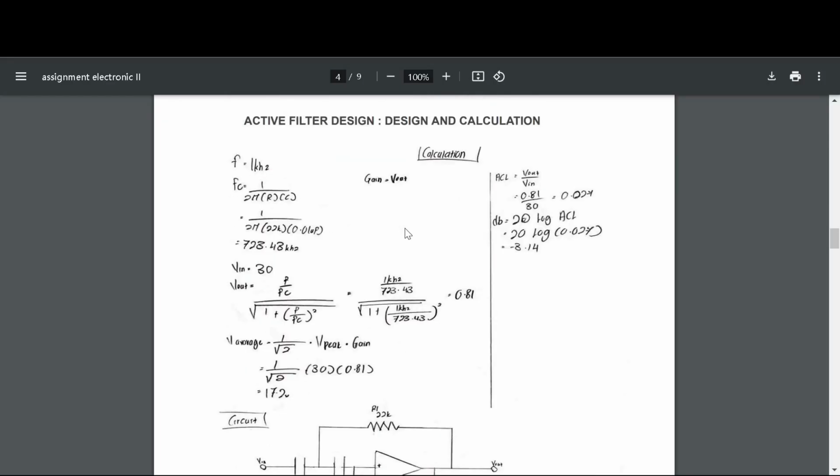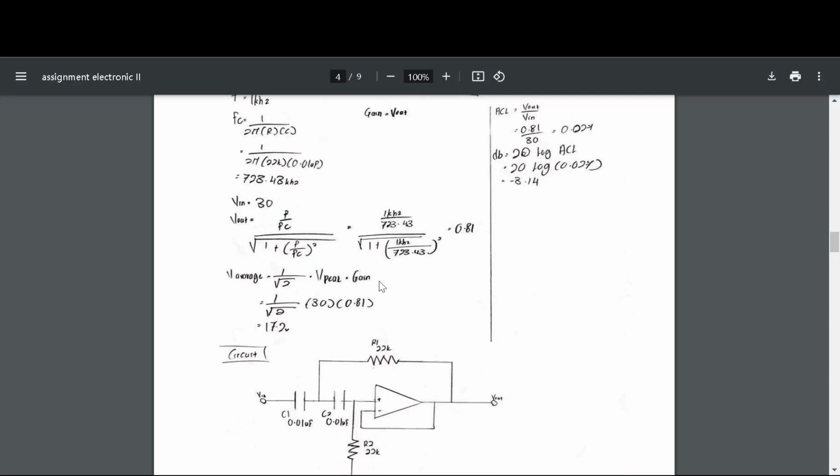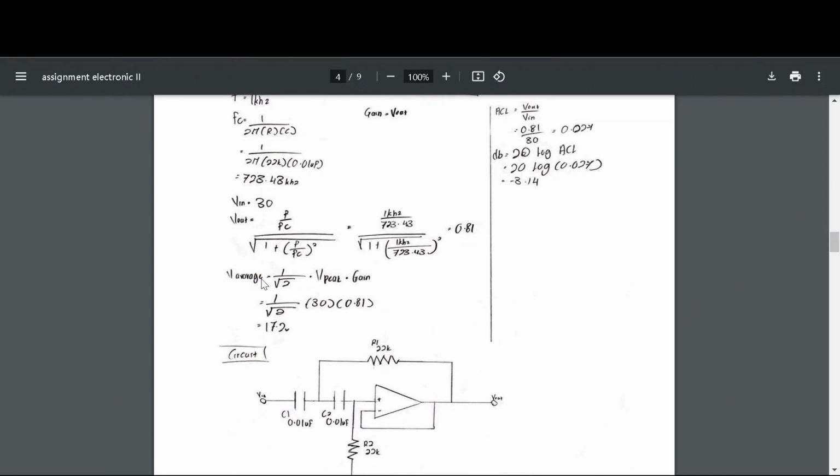So we can just put here the value 1 kilohertz and 723.53. After that, the total is 0.81. So after the VR, we can go to the V average, because we got the V out. The V out is the same again. So I put the VR as the gain.